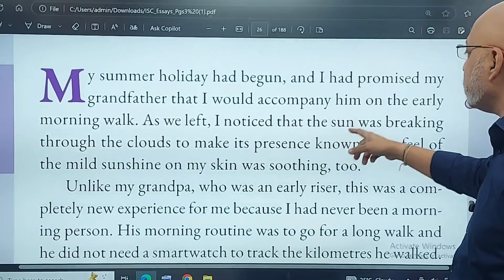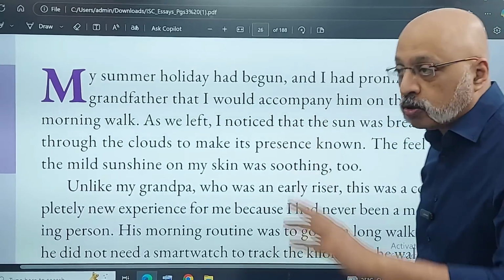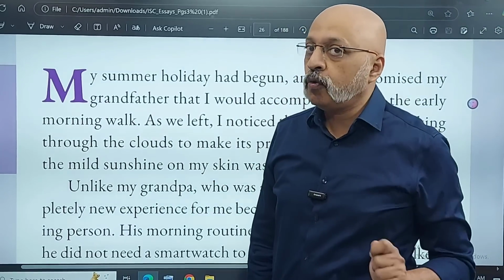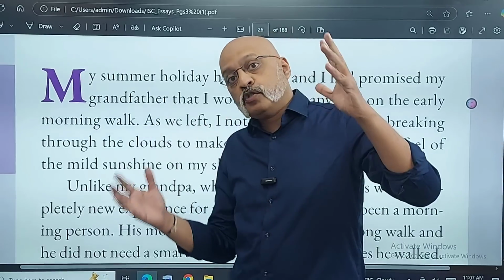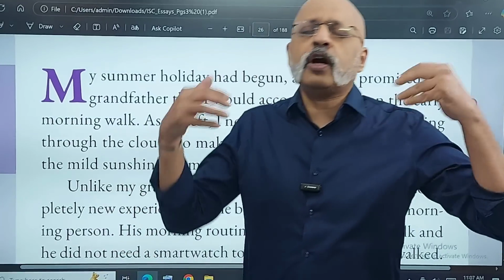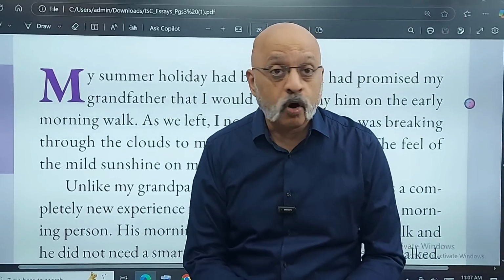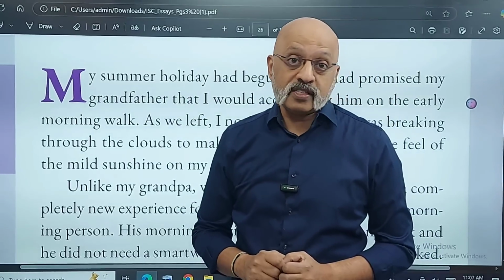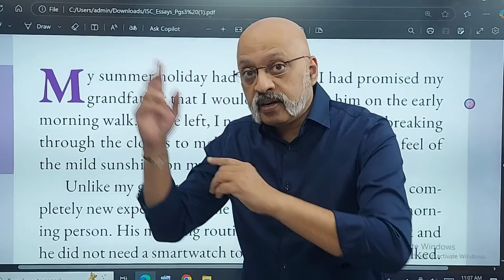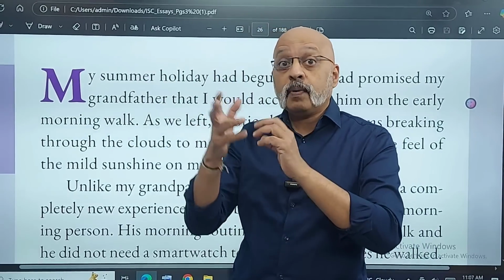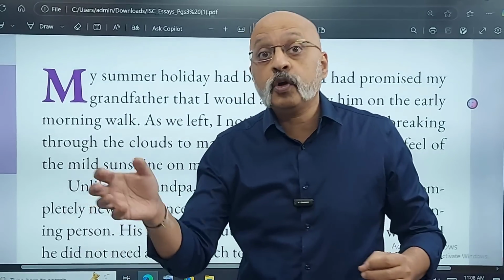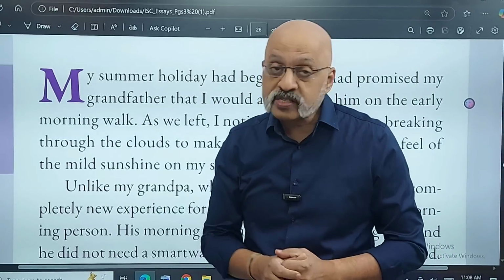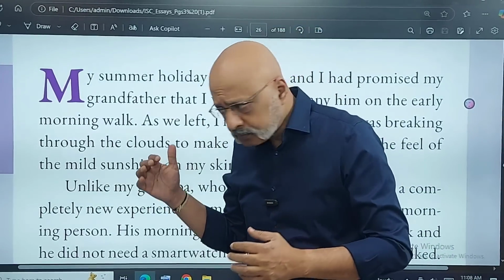As we left, I noticed that the sun was breaking through the clouds. Now, one mistake that some of you may make is to write the first paragraph entirely on how difficult it was for you to get up in the morning. But if you see the topic, that's not what the topic is about, right? I had in fact written an earlier essay about getting up early to drop your younger sibling to his coaching center, tuition center, etc.